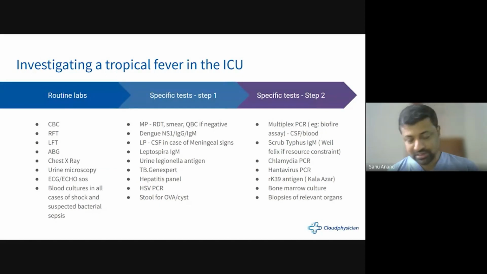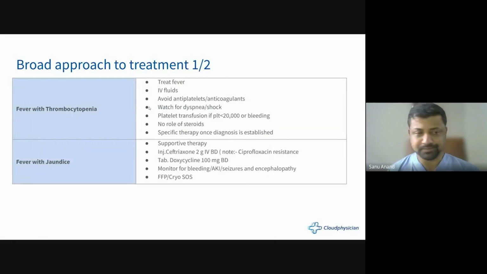Bone marrow culture and all comes next when you don't really find anything. And biopsies of the relevant organ is also the next step once you don't find any cause.